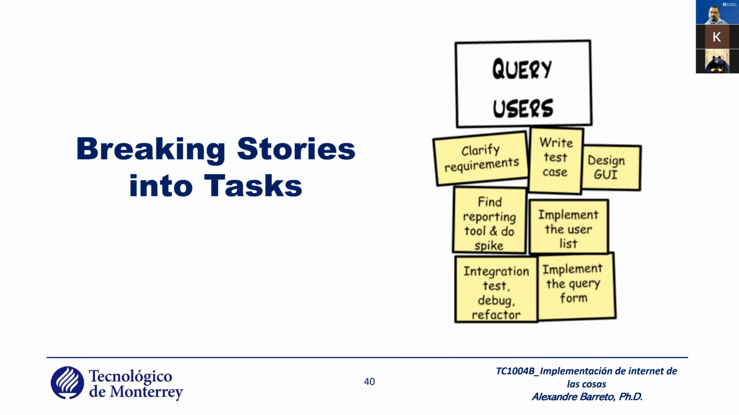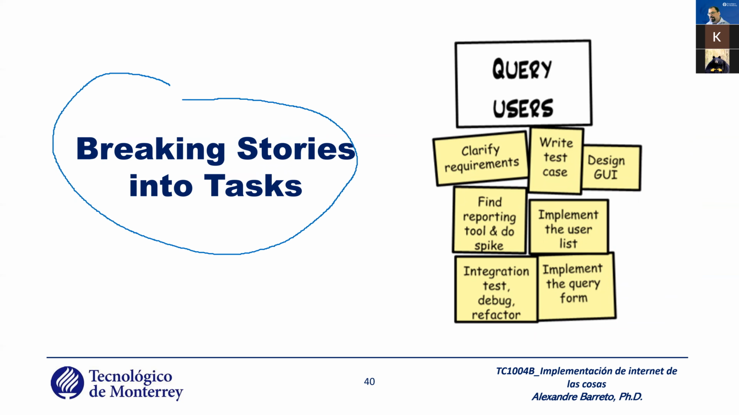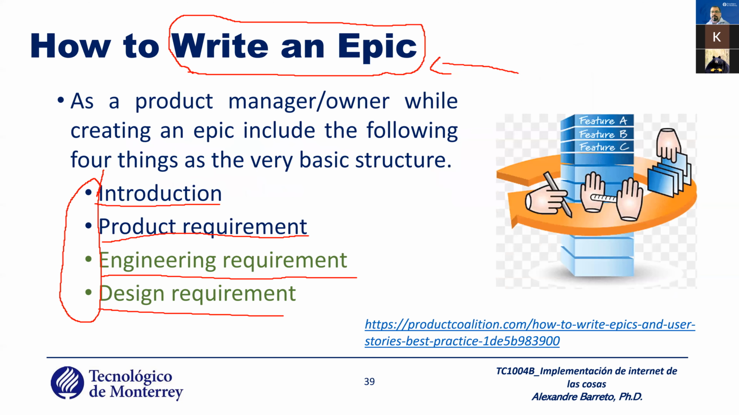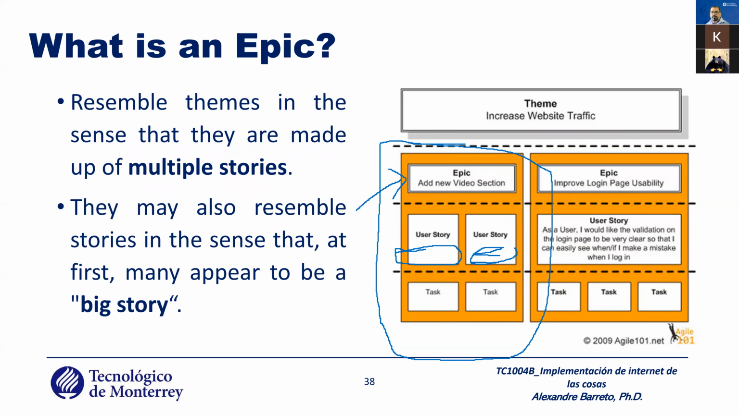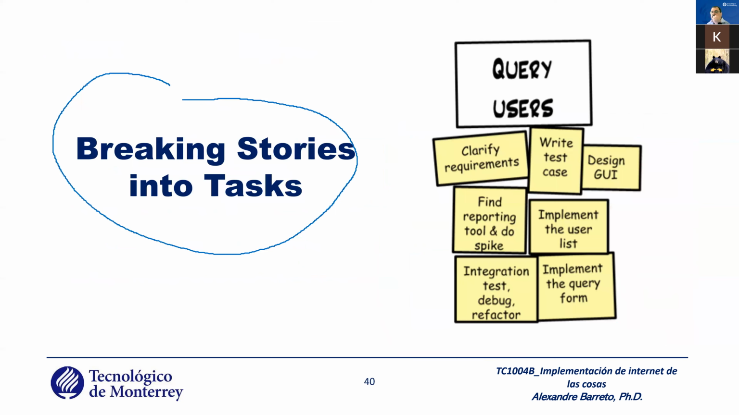So I will talk better about it in the next session, okay? But again, when you read a user story like that, as a user, I would like the validation or the login page to be clear so I can easily see. Blah, blah, blah. It's not about exactly what you need to do. It's about the feature at a high level. For example, it's required to clarify the requirement. It's required to elucidate better.